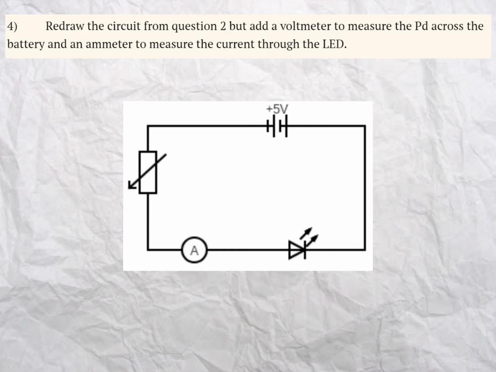Voltmeters measure PD across a component though, so we need to add the voltmeter in parallel, like its own little short circuit across the part that you want. In this case, the battery. Ta-da! Well, that's it. If you need to recheck anything, go back and watch the video again.